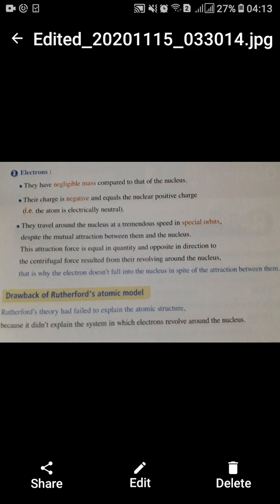Why? Because it didn't explain the system in which the electrons revolve around the nucleus, which means we have a positive nucleus and negative electrons. So logically, the positive nucleus attracts the negative electrons, and electrons must fall down inside the nucleus. Then the atom and the matter disappear. But actually, this didn't happen. Why? Rutherford had no answer. This is why his theory had failed.